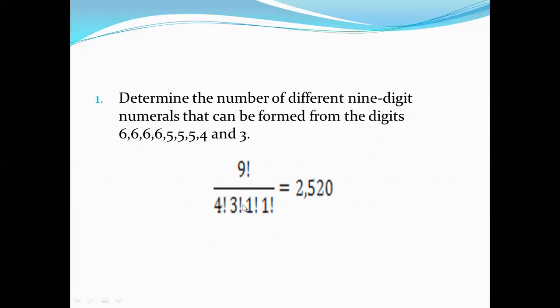Okay, so actually pag tinanggal mo yung factorial sign, pag in-add mo siya, 4 plus 3 plus 1 plus 1 is equivalent to 9. So this is actually your formula. Okay, so solving this, you have 2,520.